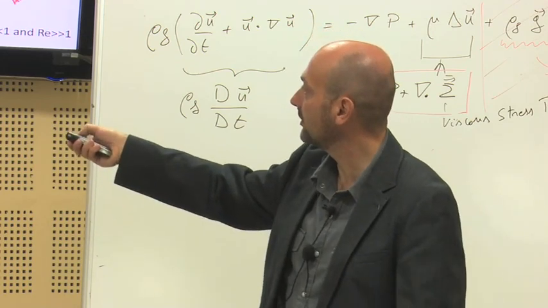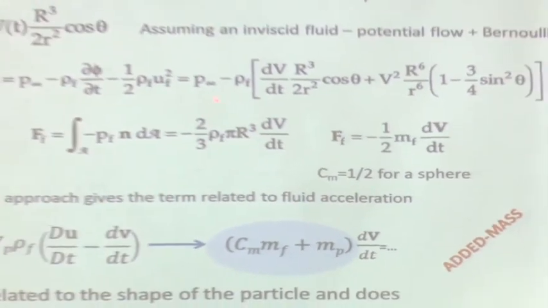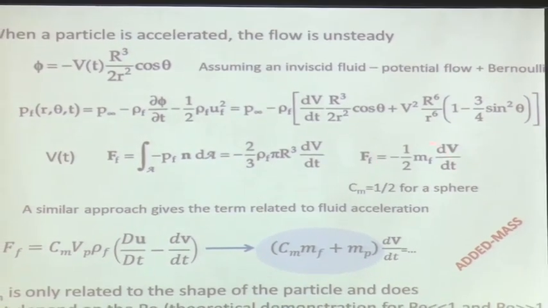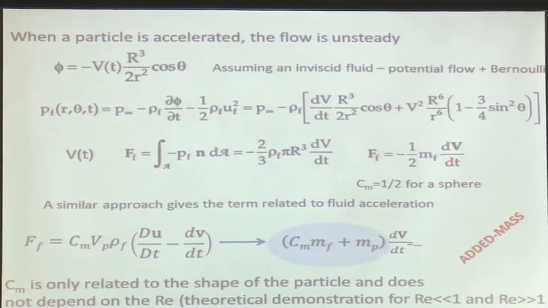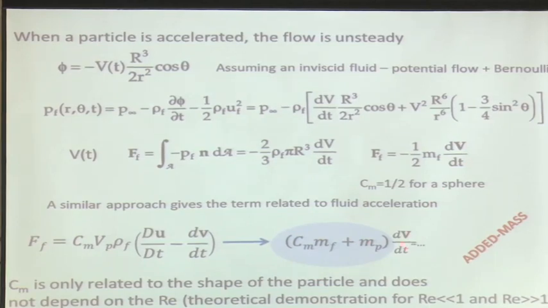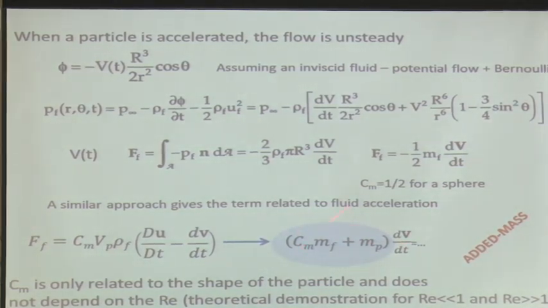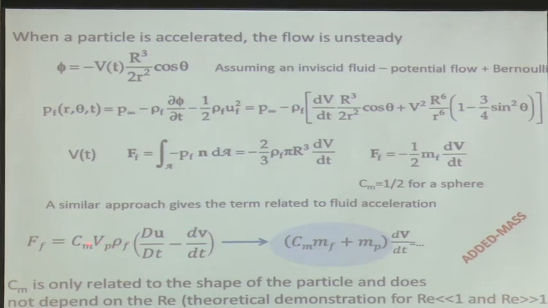So this is the force that you can get analytically at high Reynolds number and low Reynolds number. And it tells you that the force you need to accelerate your particle is m_p dv/dt plus C_m, which is a coefficient, and it's 1/2 for a sphere. For my fist, it would be slightly different, maybe 0.6 or 0.65, I don't know. For a sphere, it is exactly 1/2. So it's C_m, which is 1/2 for a sphere, multiplied by m_f, and m_f is the volume of your particle multiplied by the density of the fluid.